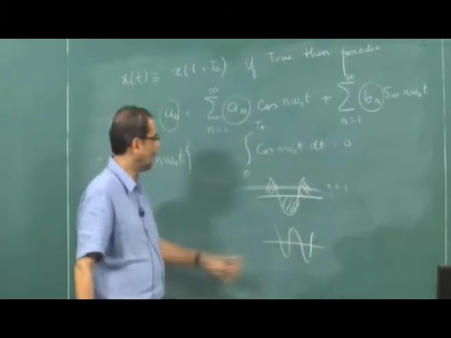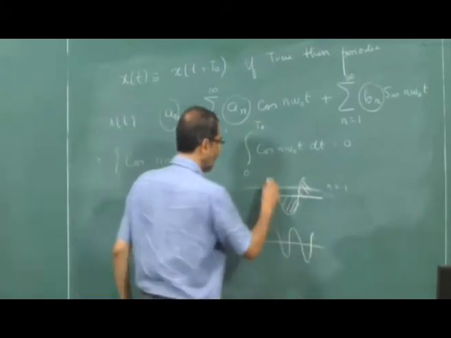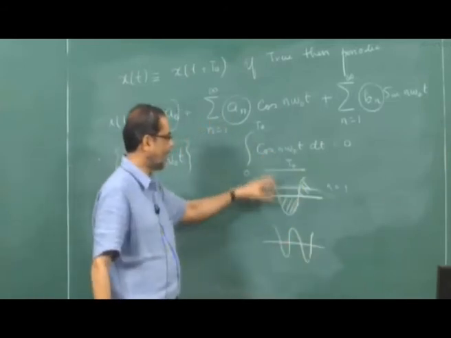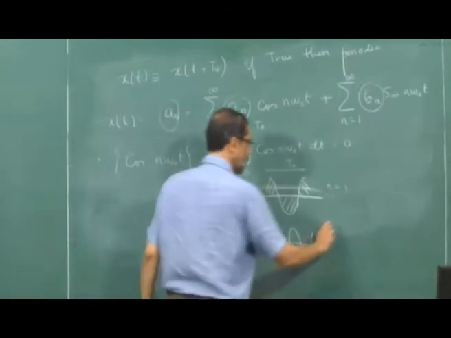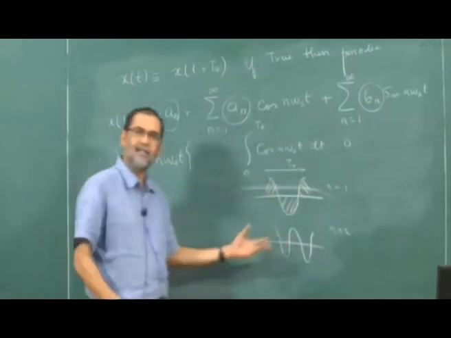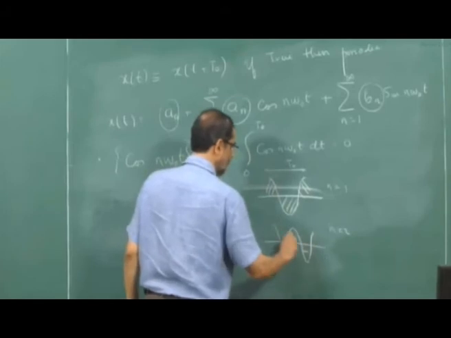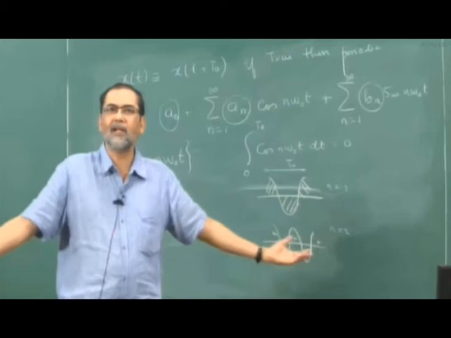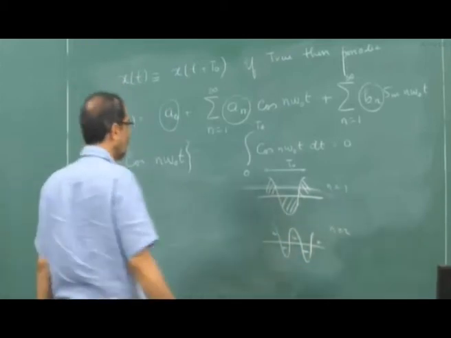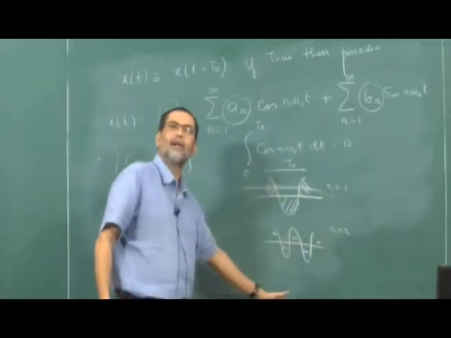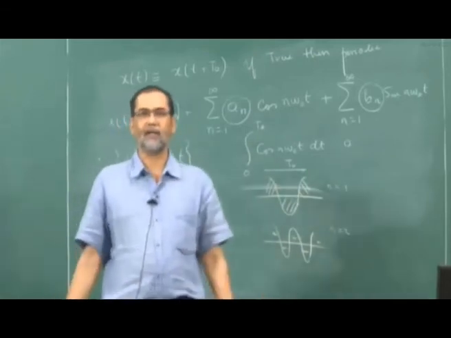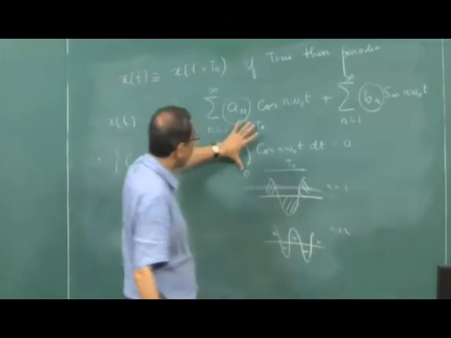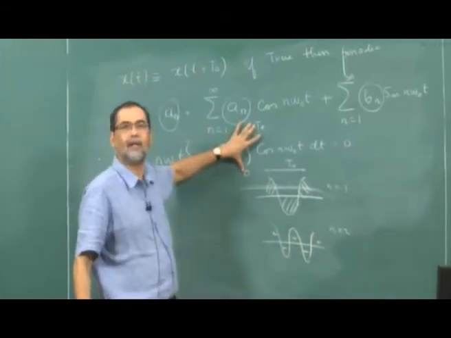n equal to 2, 2 cycles, in one period t naught. n equal to 1 is 1 cycle, area under that is 0, n equal to 2 is 2 cycles, area under that is 0 because this is negative, this is positive, and positive will be equal to negative. Similarly, you can go on looking at it for all values of n, 3, 4, 5, area under the curve will be equal to 0 as long as we integrate over one period.